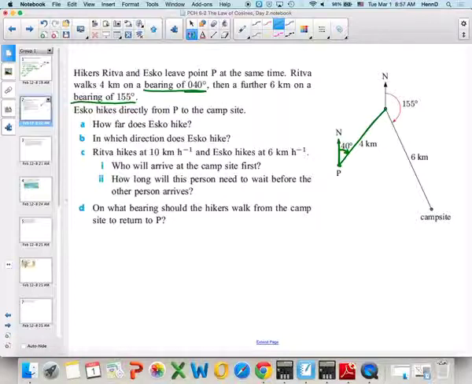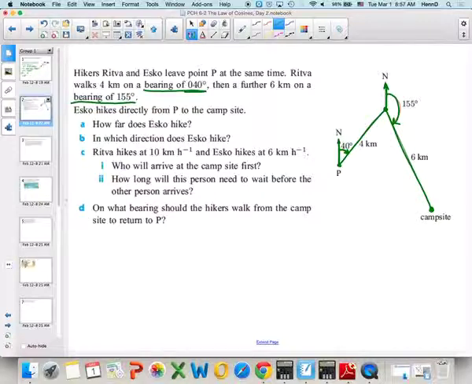Then it says that Ritva walked 6 kilometers on a bearing of 155 degrees. So here he changes directions. All right, he walks 6 kilometers here, on a bearing of 155 degrees. Here's due north again, so it's 155 degrees clockwise. Okay? So that's how we got that diagram.